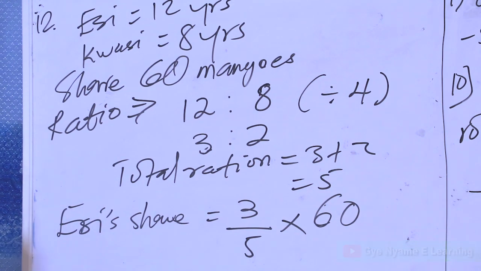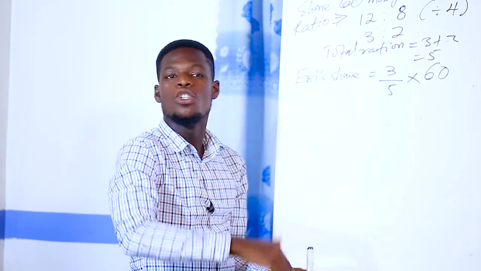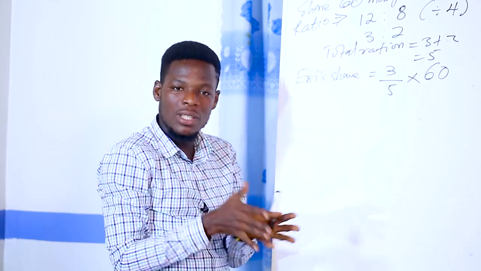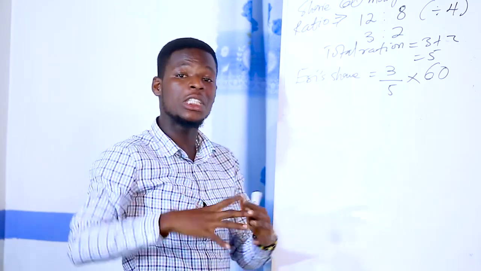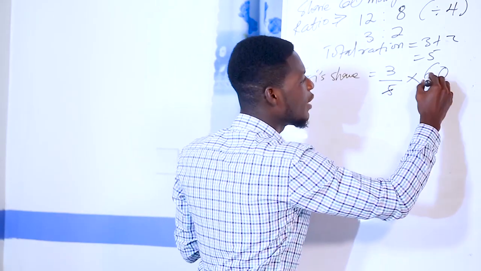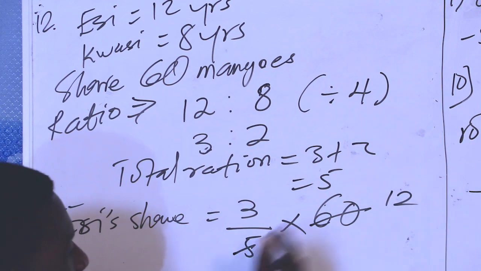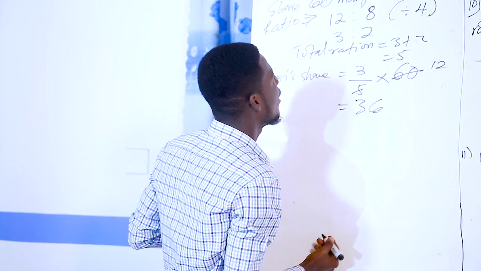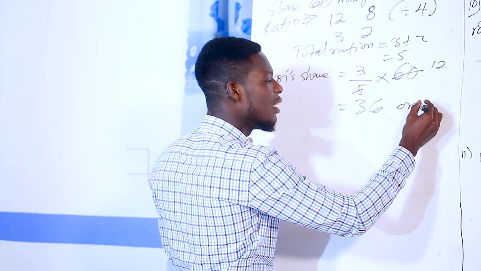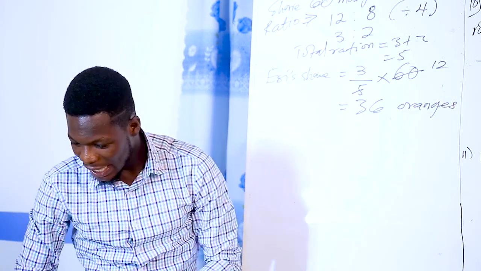That's how you do it for all proportional division. If you want to find the share for one part of the ratio, you divide that particular ratio over the total ratio times the total amount to be shared or distributed. So 5 will go into 60 12 times. Now we have 3 times 12. That will give you 36. So it means that B.E.C.E will receive 36 what? Oranges. And that was our question.